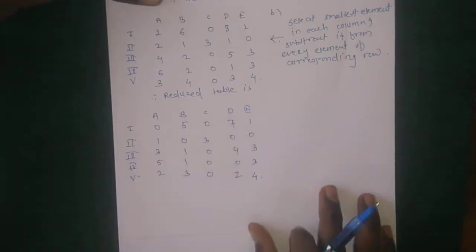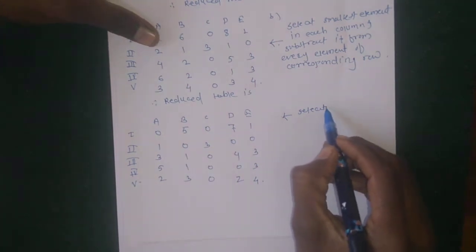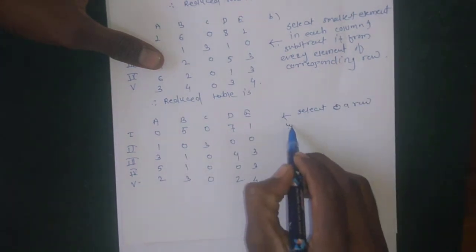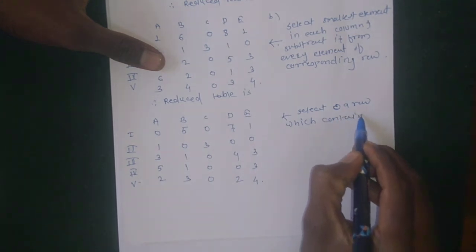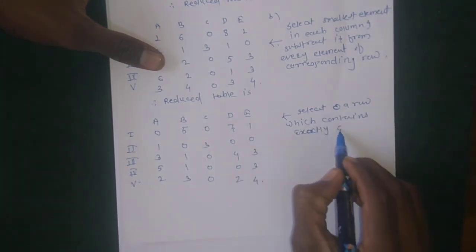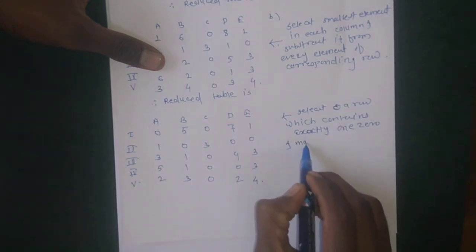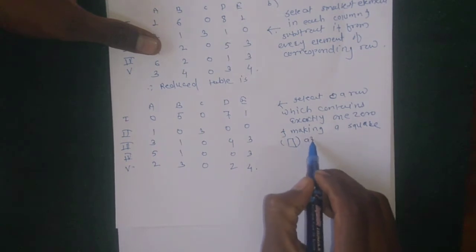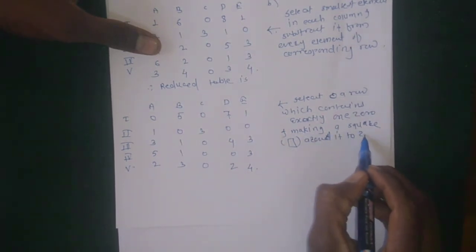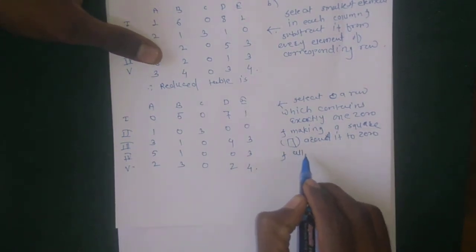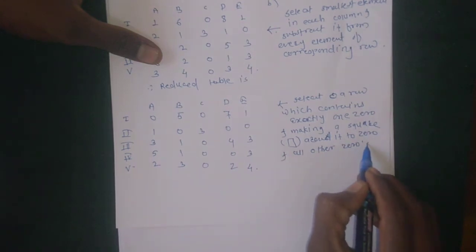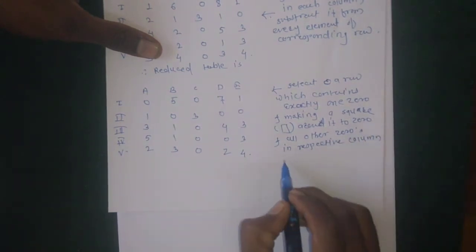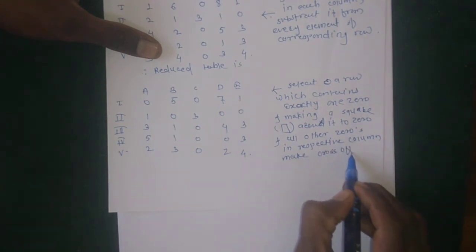assignment cost. Okay, so how to do it? Firstly, select a row which contains exactly one zero and make a square around that zero, and all other zeros in the respective column make a cross sign. Okay, make a cross in this way.